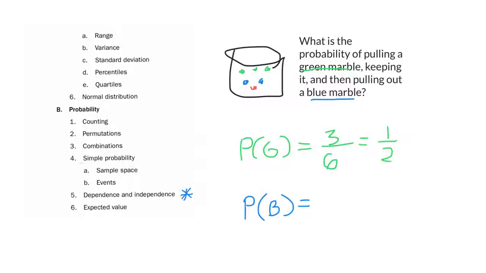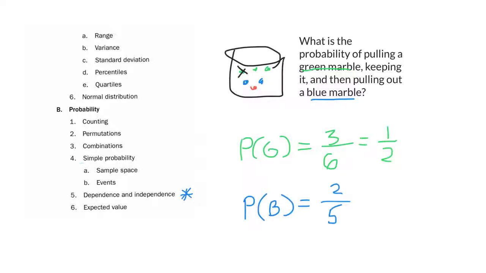Notice how the sample space is lessened now, because we already pulled out a green marble. Imagine we pulled out this one. Now the sample space that is represented by the denominator here is not 6 anymore. Now it's 5 because there's only 5 marbles left in the bag. And at this point, you have 5 marbles left in the bag. Well, how many of them are blue? Well, that would be 2. All right, so that's 2 out of 5.